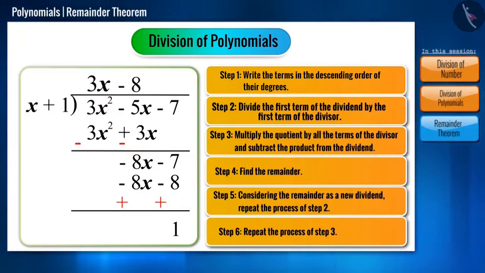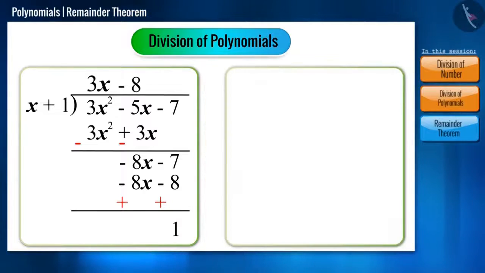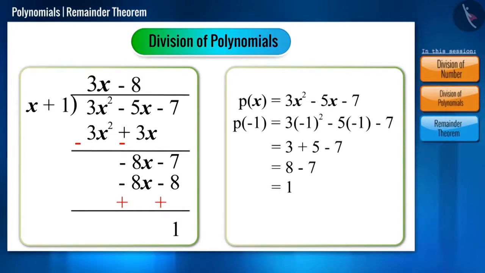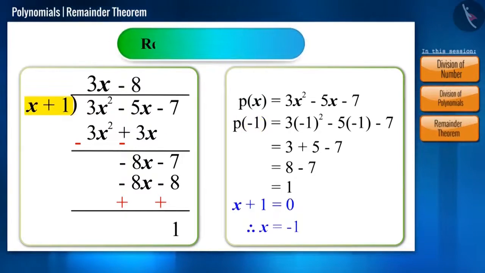Now let's find p of minus 1 for the polynomial p of x is equal to 3x squared minus 5x minus 7. We got 1 as the remainder, which is the same as what we got by the division method. And where did we get this minus 1 that we substituted in the polynomial? We got that from the divisor. And this is remainder theorem.